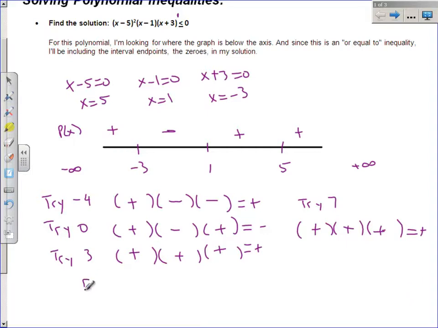However, from negative 3 all the way up to 1 with brackets, because it's or equal to, that's one of my solutions. This is an interval where that graph is below the x-axis. And that was the only one where I got a negative value. All of these other ones, it was above the x-axis. This is my solution to where that polynomial is less than or equal to 0.